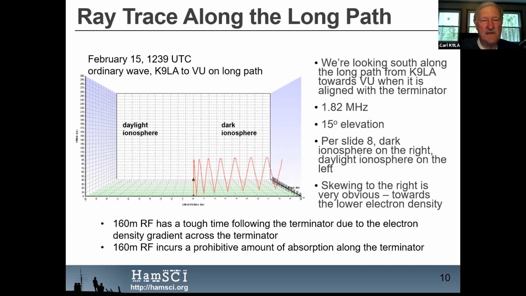And also the absorption is just prohibitive. One of the explanations of gray line has always been that the D region goes away right along the terminator. Well, that's not really true. And that's another story for another day. There is an alternative explanation for gray line propagation, but like I said, that's for another day.